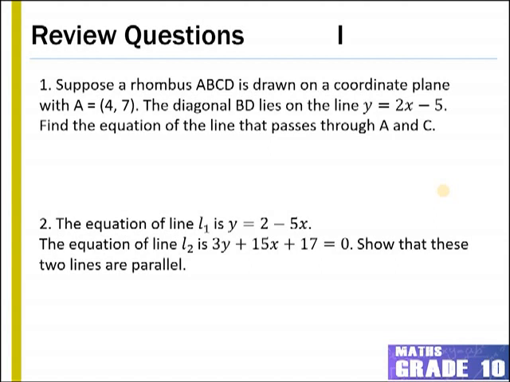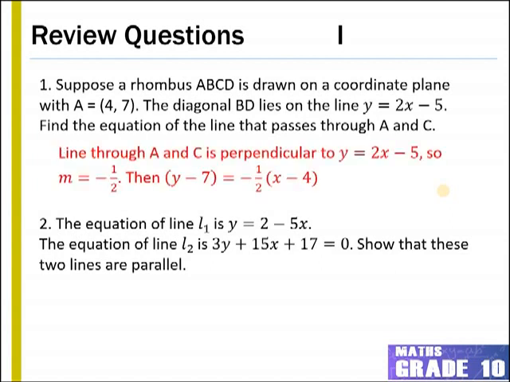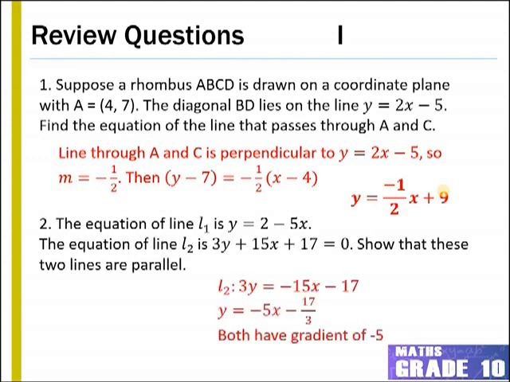Here are the answers. For number 1, the line through A and C is perpendicular to y equals 2x minus 5, so the gradient is negative a half. Then y minus 7 equals negative a half times x minus 4, which simplifies to y equals negative a half x plus 9. For number 2, let's rewrite the equation 3y plus 15x plus 17 equals 0 as 3y equals negative 15x take away 17, which then simplifies to y equals negative 5x take away 17 over 3. So both lines have a gradient of negative 5, so they are parallel.